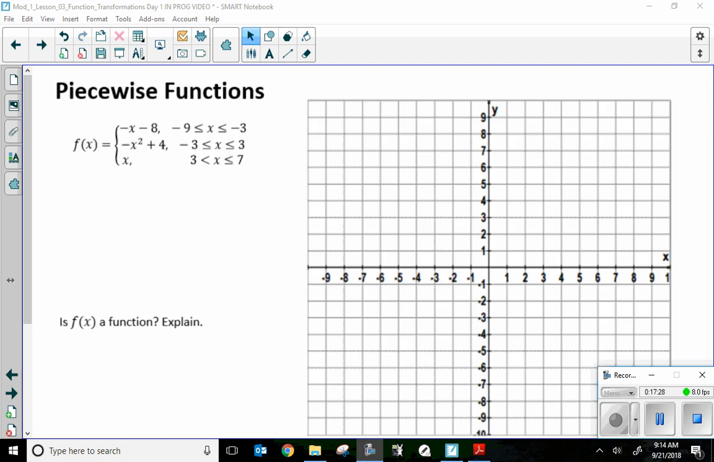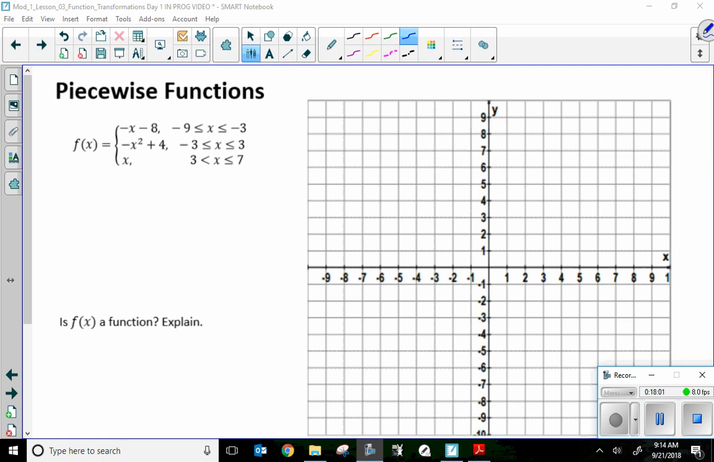All right, the last thing we're going to do here, let me rephrase that. I want to introduce this to you because you might start seeing things like this. This has nothing to do with transformations. It's a type of graph that you might see. You might have seen them in Algebra 1, but I want to refresh your memory. If you haven't, this is a piecewise function.